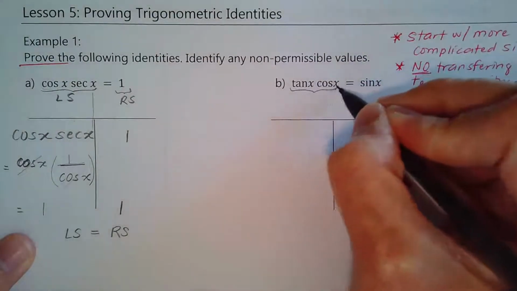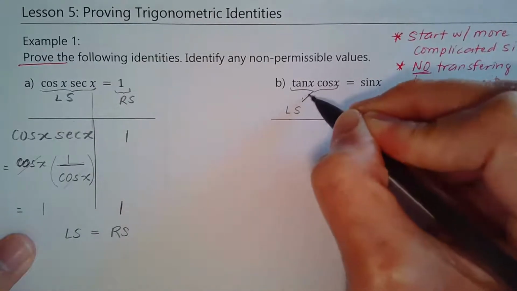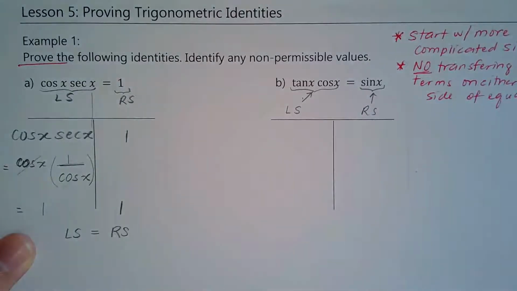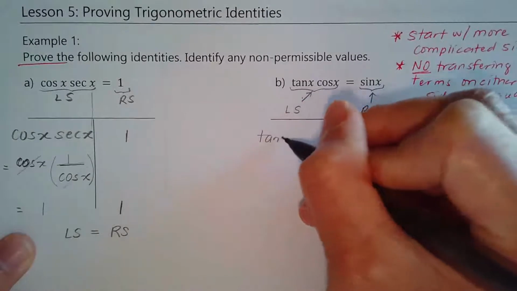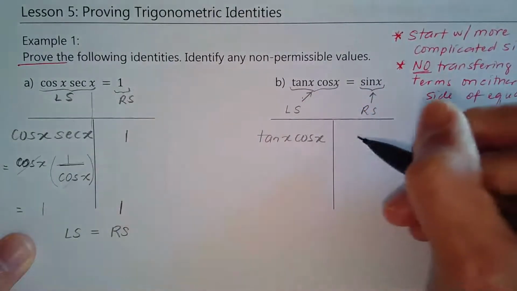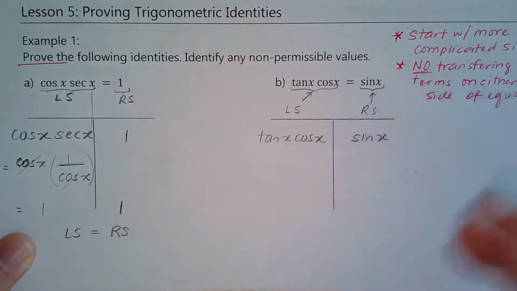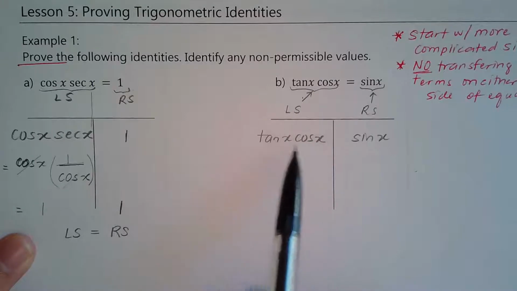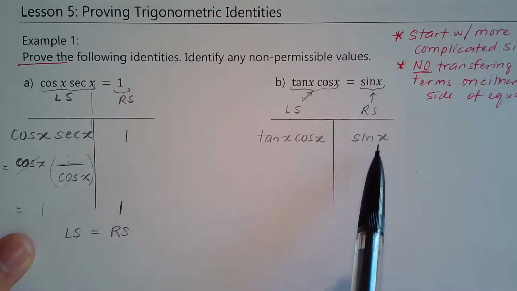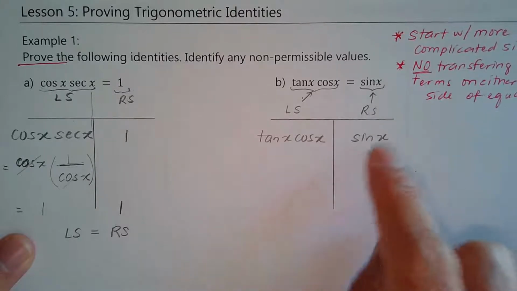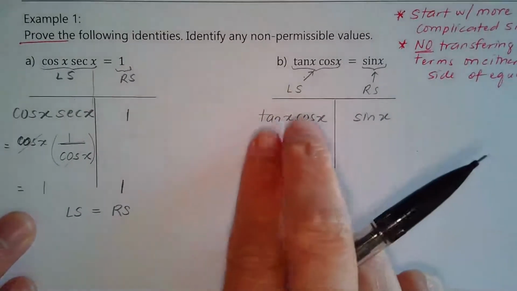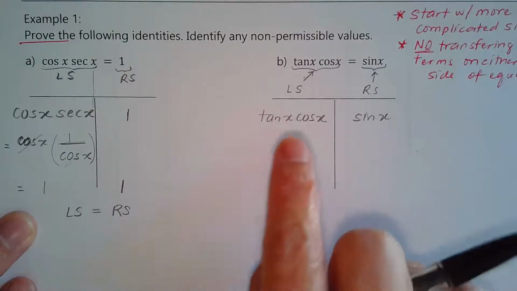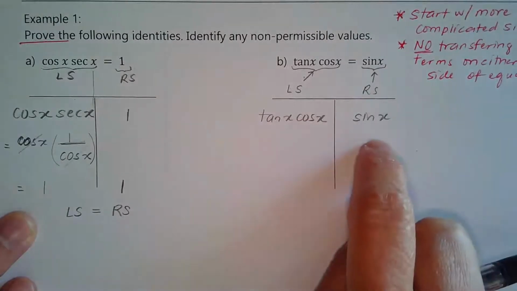The left side is that, and then my right side is that. Okay, so tan of x times cos of x is equal to sine of x. So I would usually start with the more complicated one. So this is a complicated one, and this one here is not as complicated. It's actually very simple, sine of x. So how can I work this out? Using some of the identities that I know to simplify and make it look like the right side.